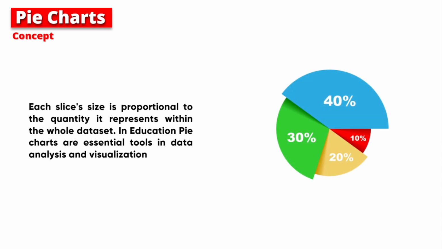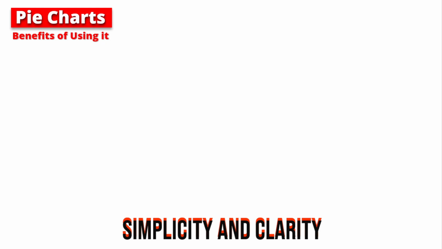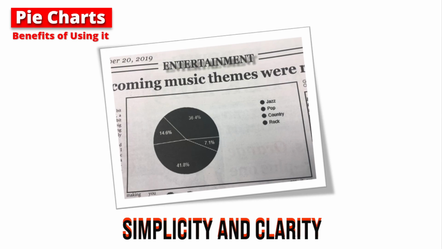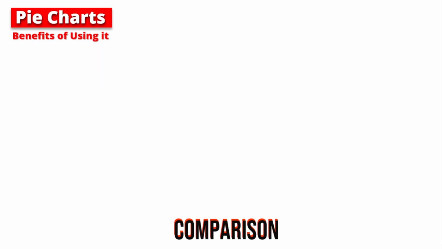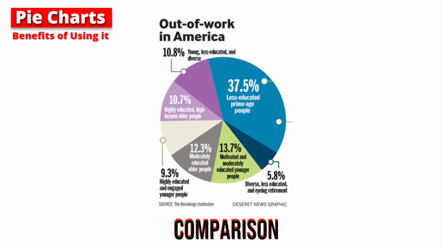In education, pie charts are essential tools in data analysis and visualization for several reasons. Simplicity and clarity: pie charts are easy to understand even for people who are not familiar with complex data analysis. They provide a clear and straightforward way to represent data, making them accessible to a wide audience. Comparison: pie charts allow for quick visual comparison of the proportions or percentages of different categories within a dataset. This makes it easy to identify dominant categories or trends.